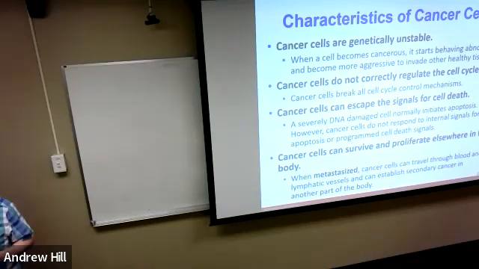This really damaged DNA cell normally initiates apoptosis. That's what should happen. However, cancer cells don't respond to the internal signals for apoptosis or programmed cell death signals. So they survive and proliferate elsewhere in the body.